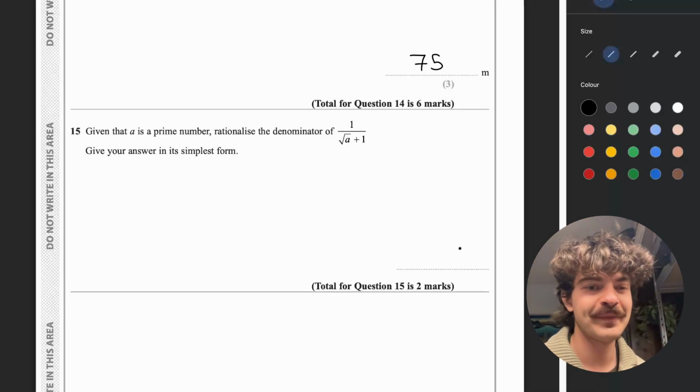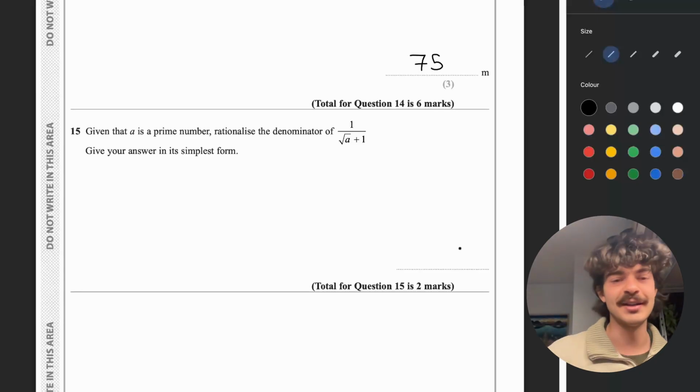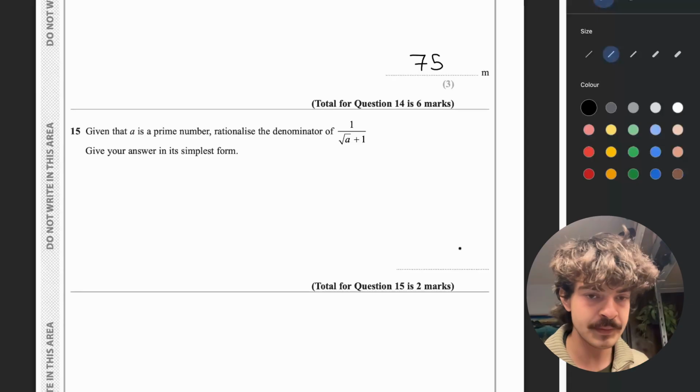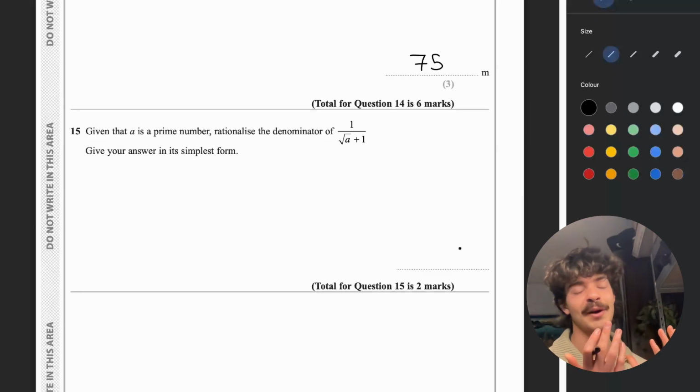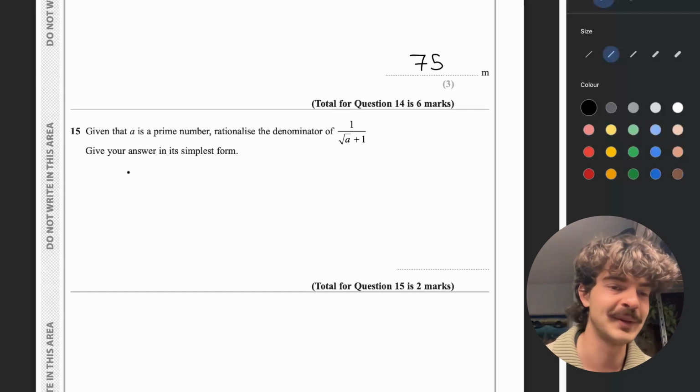All right then. Next up, given that a is a prime number, rationalize the denominator of 1 over root a plus 1. Okay, fantastic. So this is a rationalizing the denominator question. And we've got a slightly more complex denominator. It isn't just the square root. So we're going to have to flip the symbol there to a negative when we multiply it.